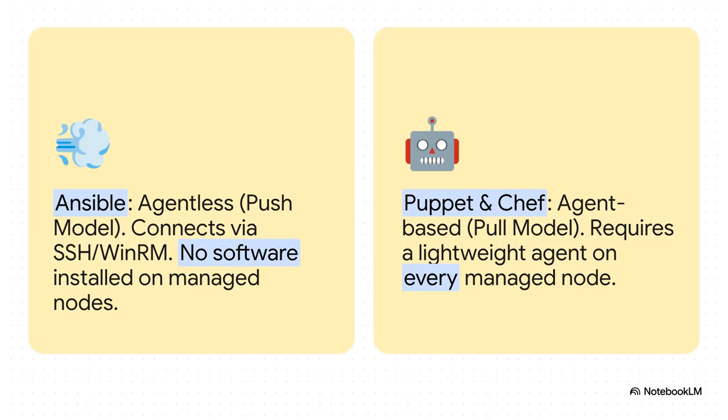So how in the world does Ansible pull this off? It all comes down to one word: agentless. See, with Puppet and Chef, you have to install a piece of software, an agent, on every single server you manage. Ansible just skips that whole step. It uses the SSH connection you already have, pushes out its instructions, and gets out. There's no footprint, no extra software to manage. That is a total game changer.